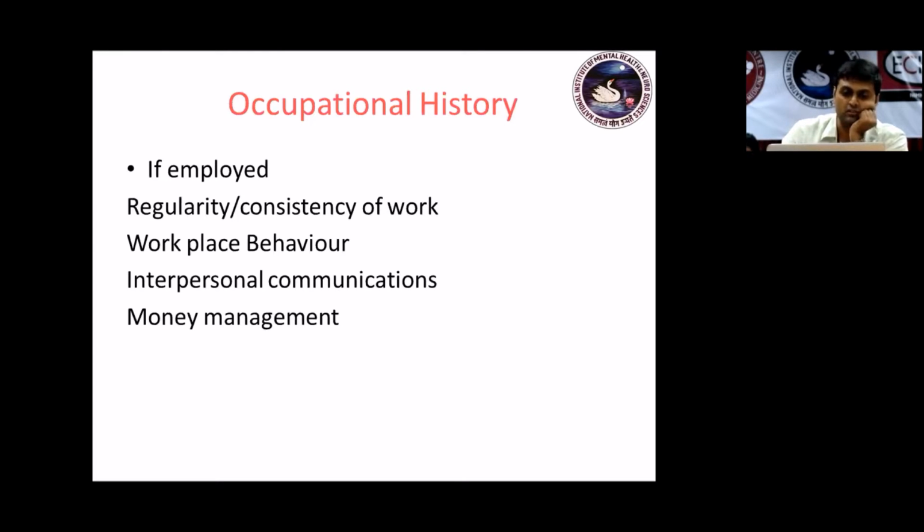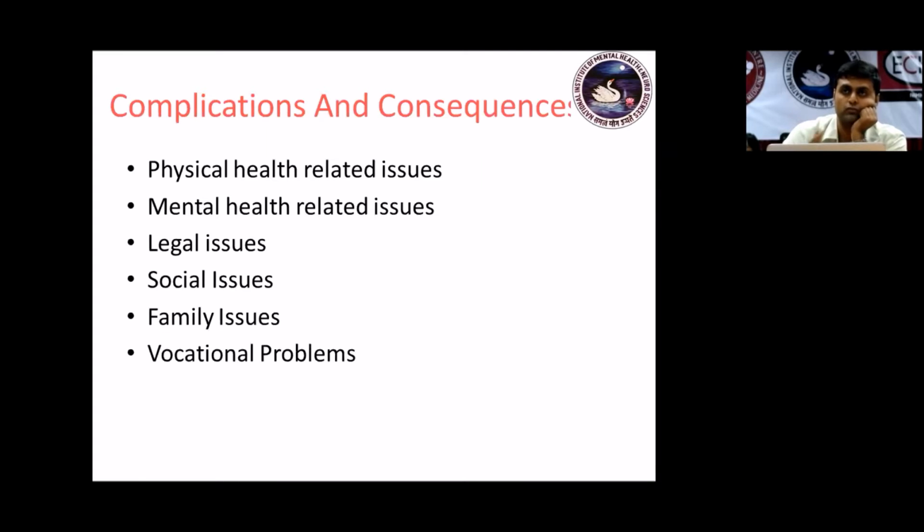Complications and consequences will include a host of issues in different domains, like physical health, mental health, and legal issues in the form of drunken driving, petty thefts, drug peddling, etc. Social issues, like family issues, family discord, vocational problems. All these things need to be assessed and documented.